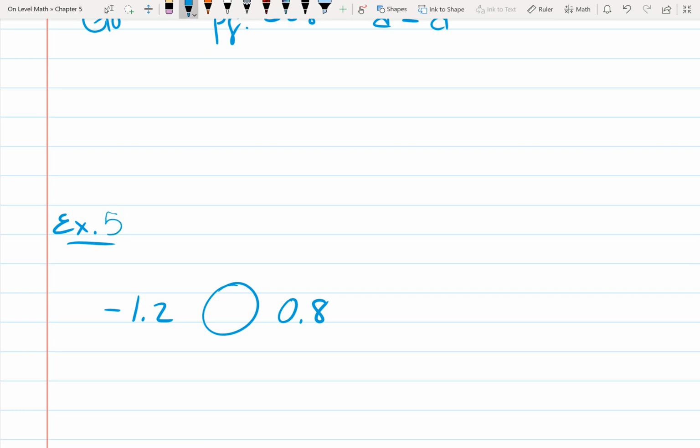Alrighty, we've got two decimals, perfect. Before you think too hard about this, notice that the decimal on the left, negative 1.2, is negative. The decimal on the right, 0.8, is positive. You don't have to worry about the little number line when you're dealing with a positive and a negative number. You only have to deal with the little number line when you're dealing with two negative numbers. So automatically, right off the bat, we should know that this negative 1.2 is less than positive 0.8.